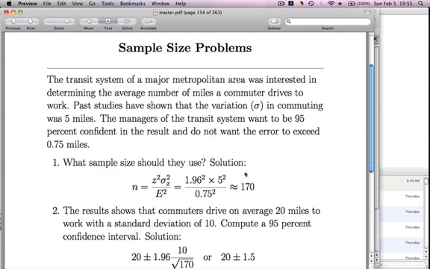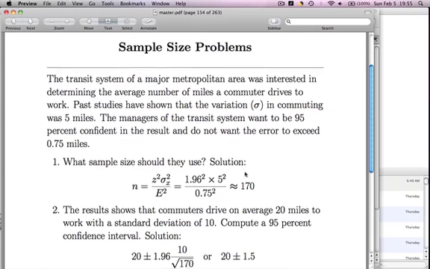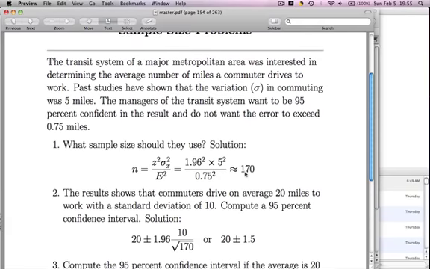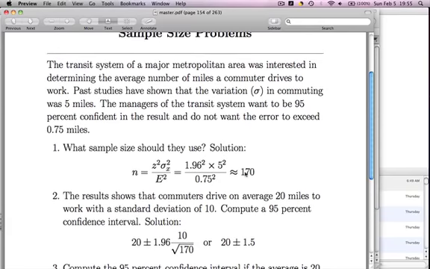And we learn that we need a sample of 170. You should probably check this. Okay, so that's the new piece. Now let's move on, and part 2 brings us back to the beginning of chapter 9.